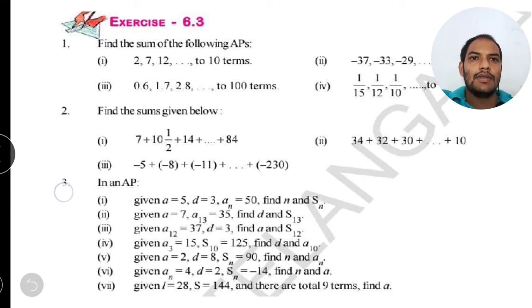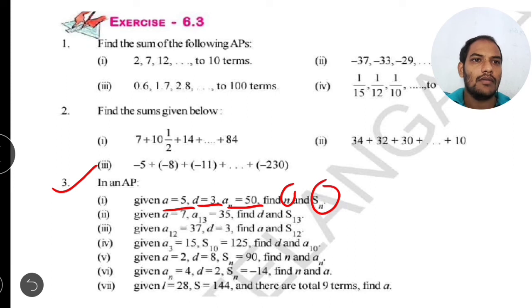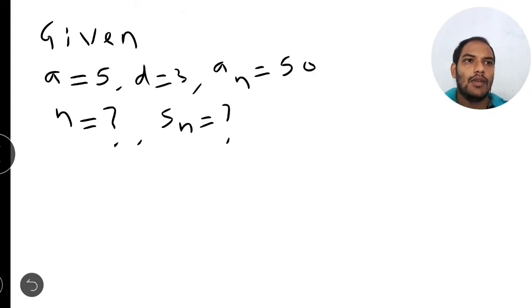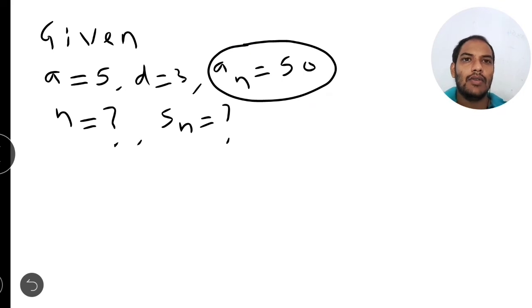Next, third bit: in an AP given a equals 5, d equals 3, an equals 50, find the n value and Sn value. We have to find the n value and Sn value. So let's do this problem. Here the an value is given, and using this an value you can find the n value.